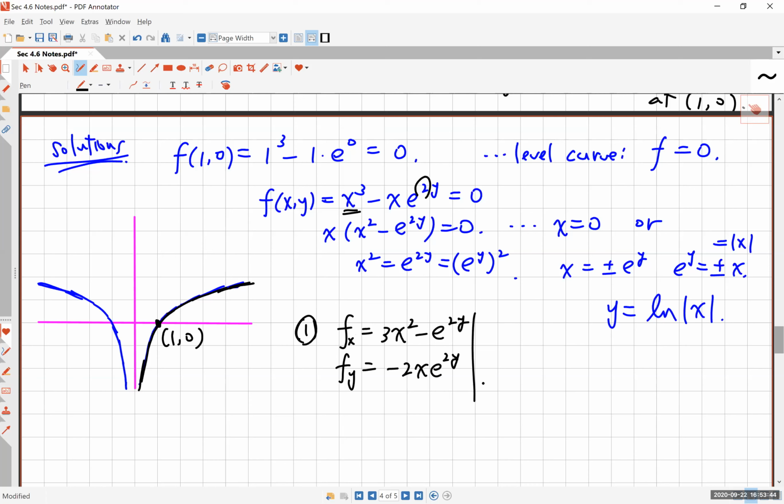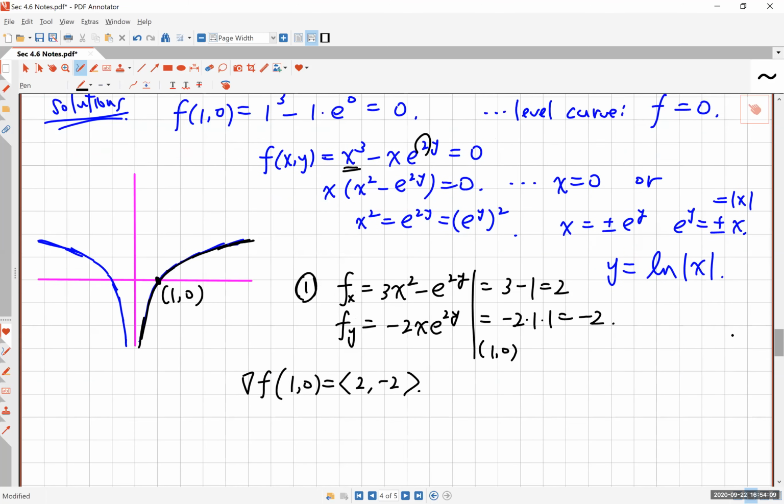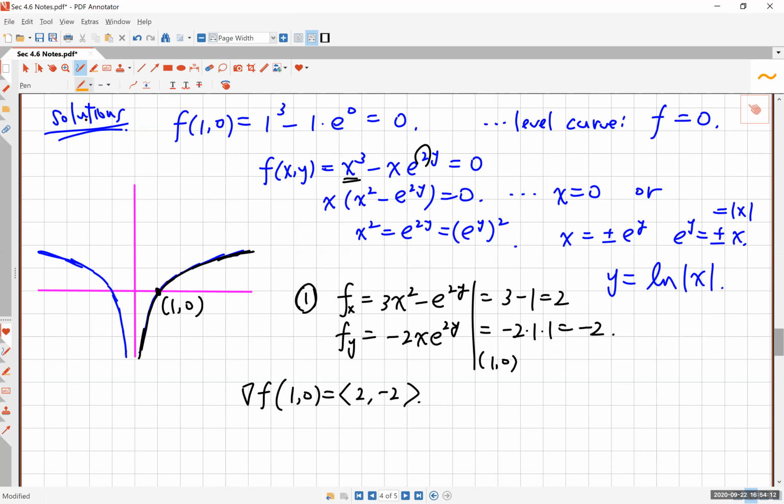You evaluate this at (1, 0), and this will give you 3 minus 1. Remember, e to the 0 is 1, so this is 2. And this will be negative 2 times 1 times 1, so that's negative 2. So the gradient of f at (1, 0) happens to be (2, negative 2). Now, let's go ahead and graph this. This turns out to be (2, negative 2). So that's the vector.